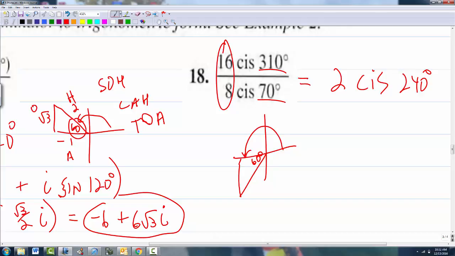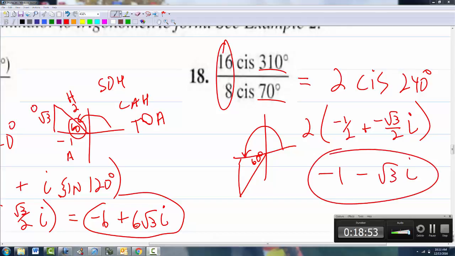So I have a 60 again. Isn't it the same ratio as we just had, but we have to make sure we have negatives and positives? What's the cosine? I'm getting lazy. What's the cosine of 240? Negative 1/2. What's the sine of 240? Negative. They're both negative, root 3 over 2. Then you distribute.